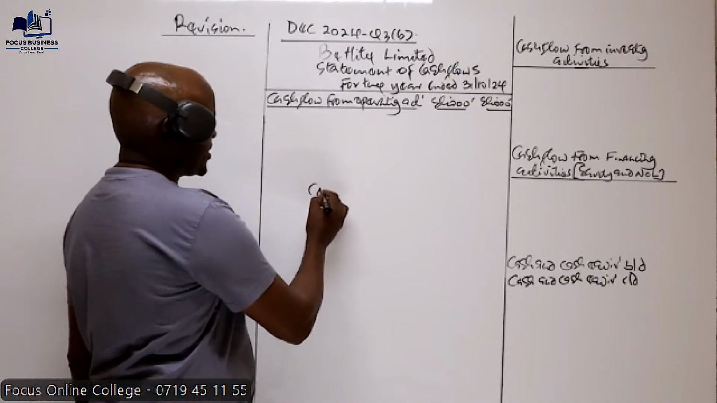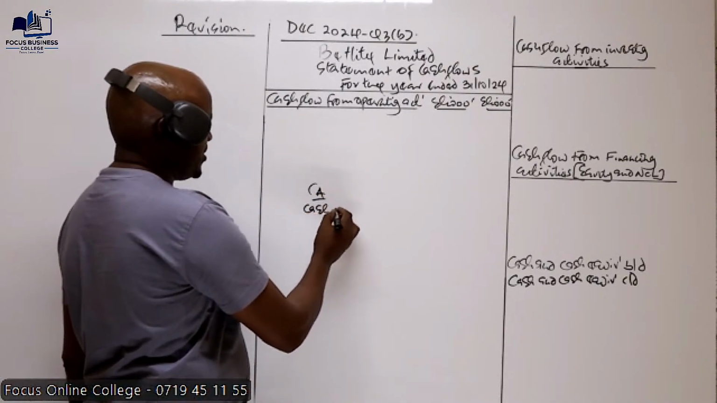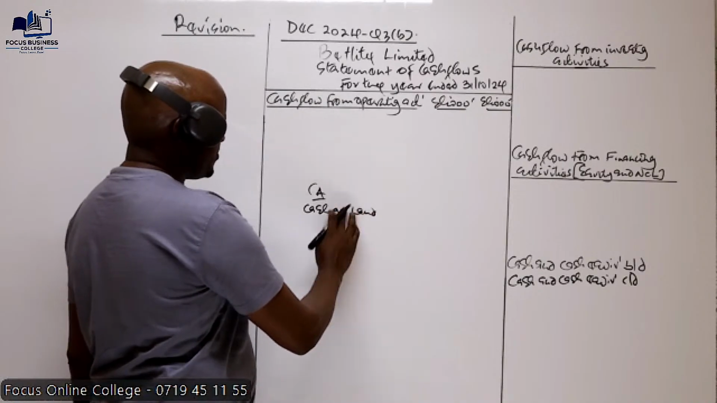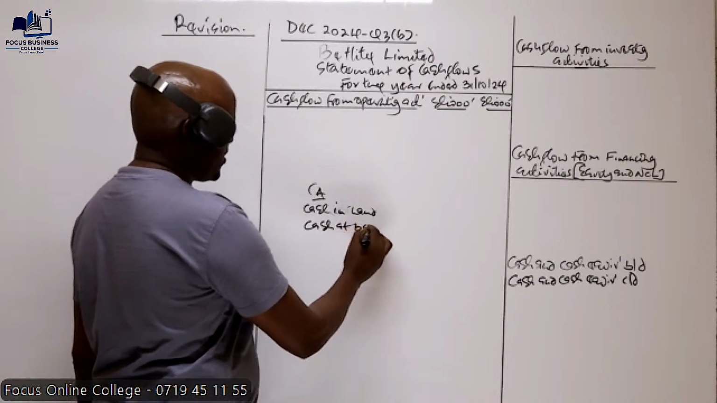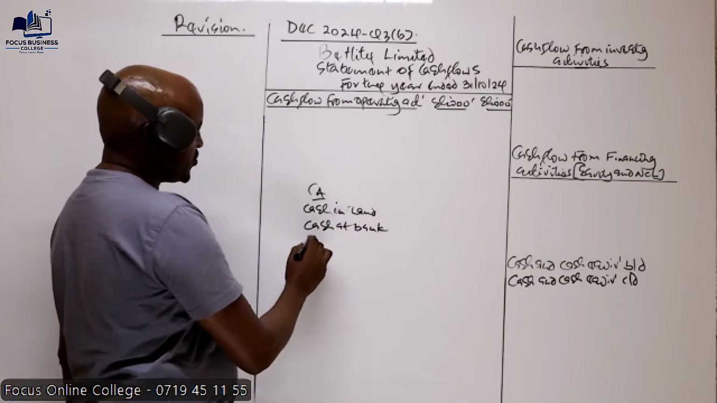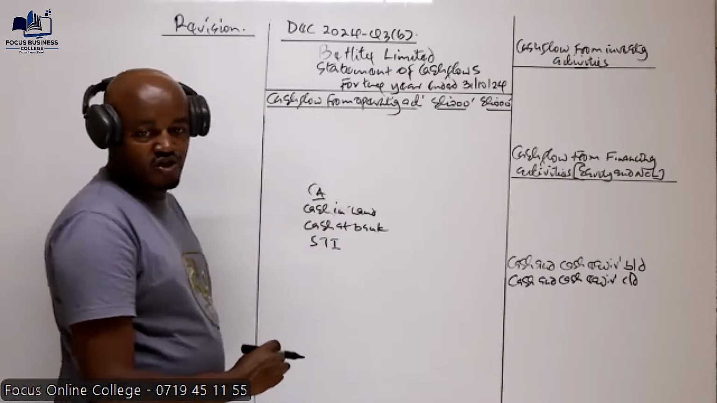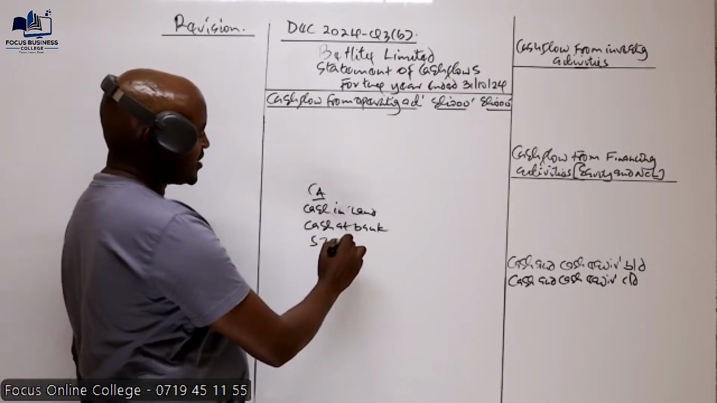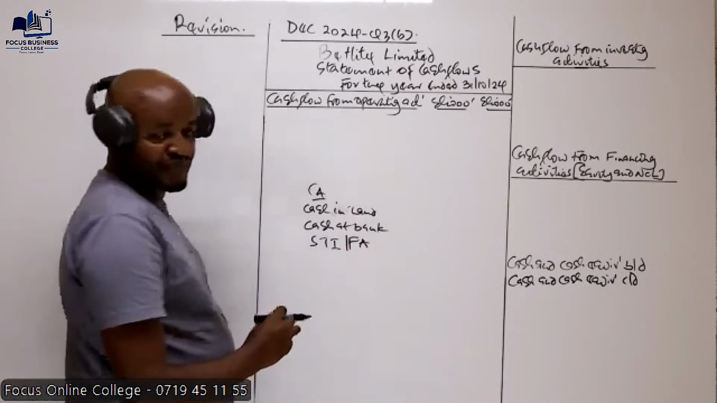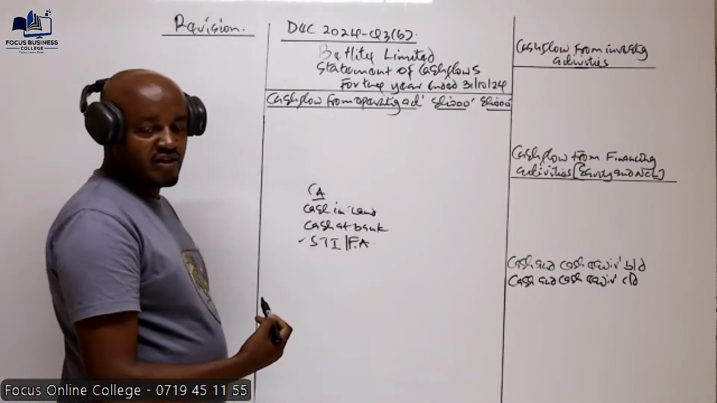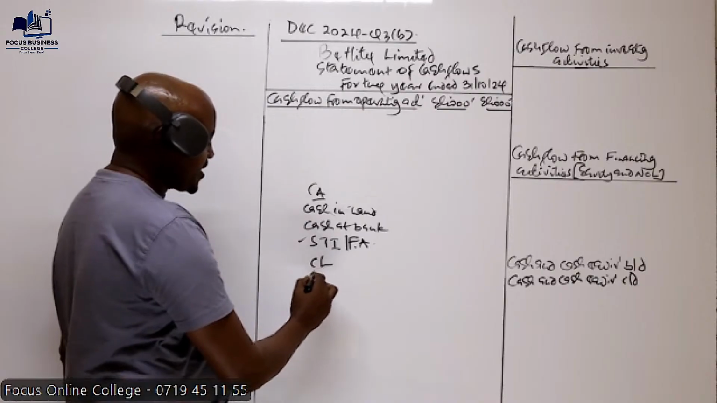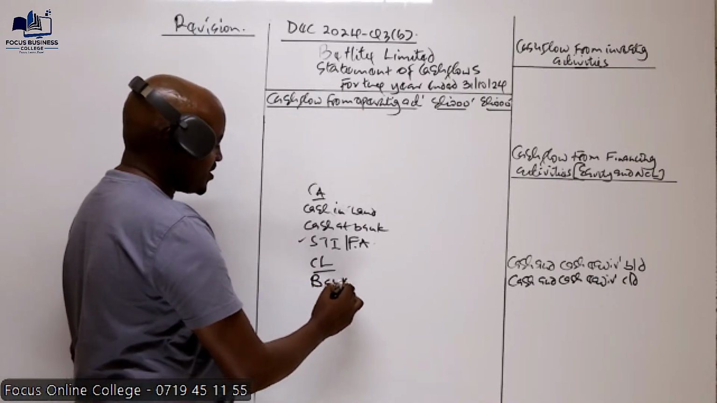So maybe under the current asset, you're given the cash at hand, or the cash in hand. You're given, for example, the cash at bank, and maybe you're also given short-term investment. Short-term investment can also be known as financial assets. In case you're given a financial asset at the current asset, that is a short-term investment. And then from there, at the current liabilities, can you check whether you have a bank overdraft?